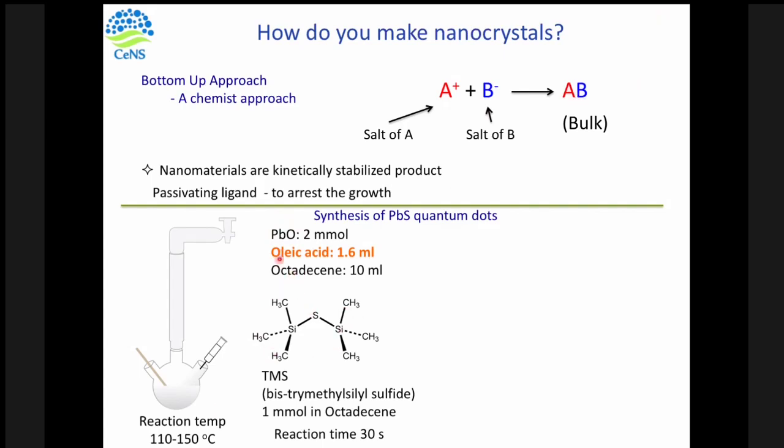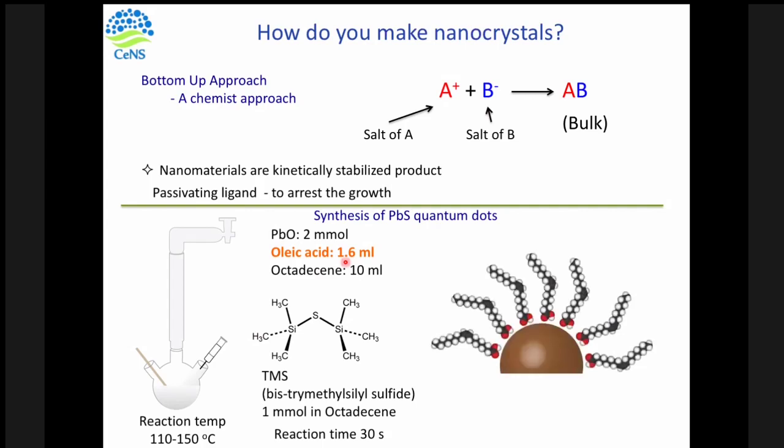And you see here we are adding the oleic acid. This oleic acid also acts as a passivating ligand for this nanomaterial, lead sulfide. So it's like this brown coat, that is the lead sulfide, and on the surface we have these oleic acid molecules.